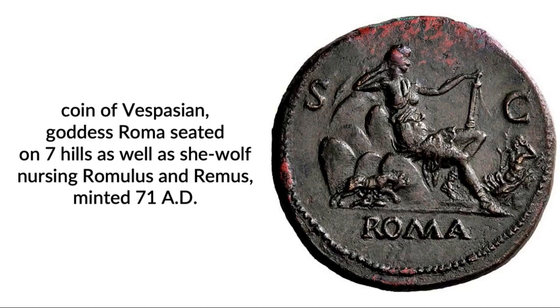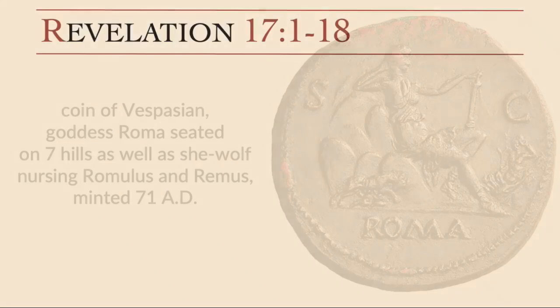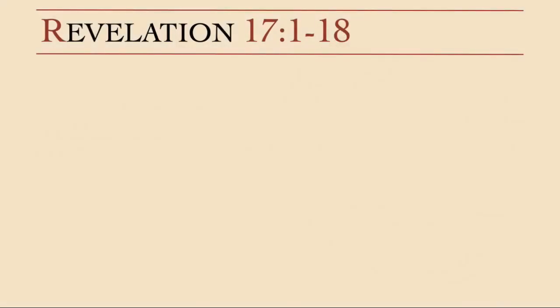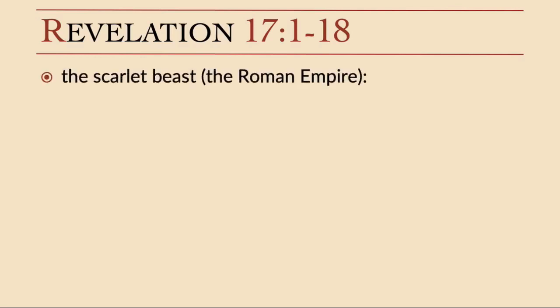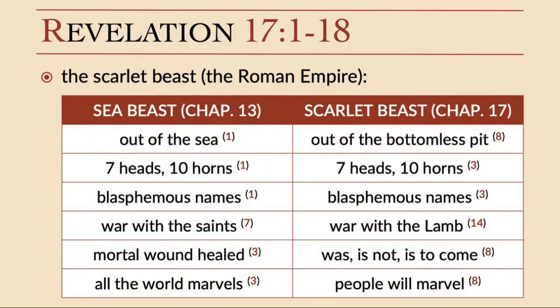We also have the beast under discussion as well. So let me go ahead and pull up the next slide here. Now let's talk a little bit about the beast. So the beast here, what is the beast? If the prostitute is the city of Rome, then what is the beast that she's seated on? I would suggest to you that the scarlet beast here represents the Roman Empire. All right, I'm going to pull up a chart, and we're going to pull this up all at once, and then we're going to talk about it.